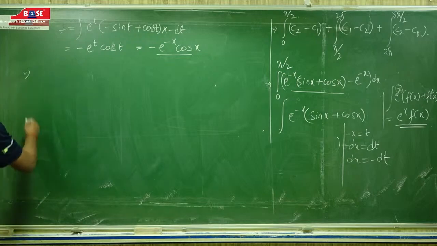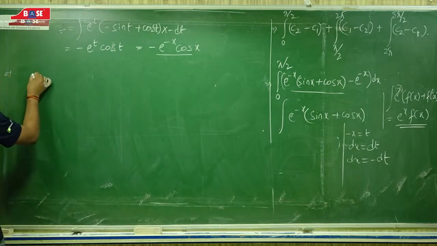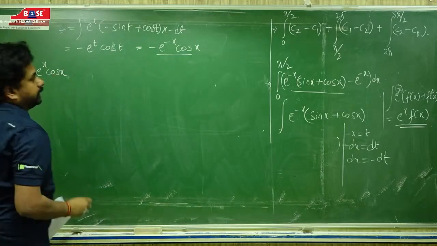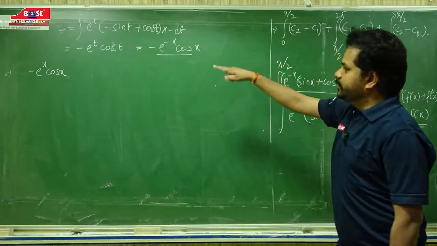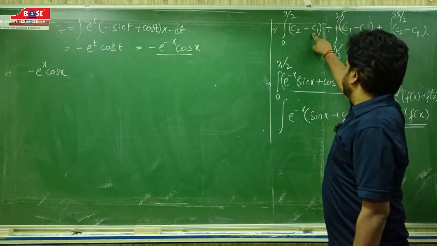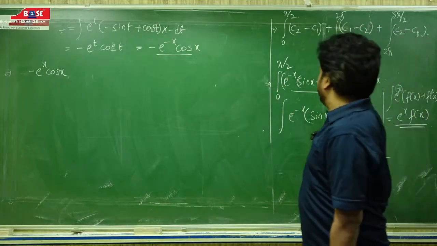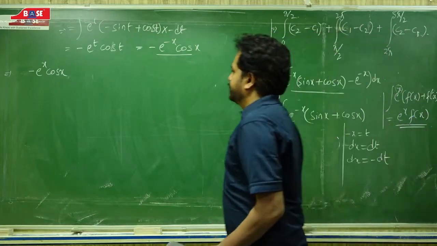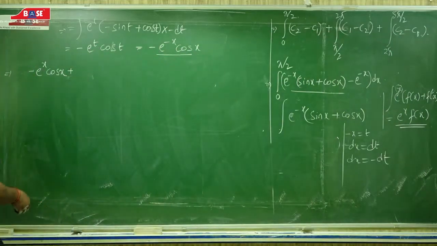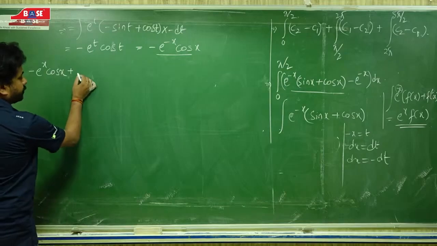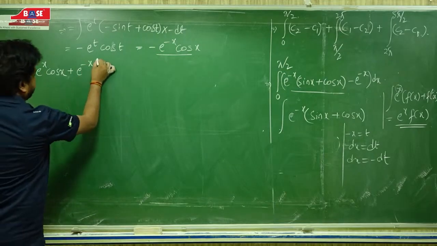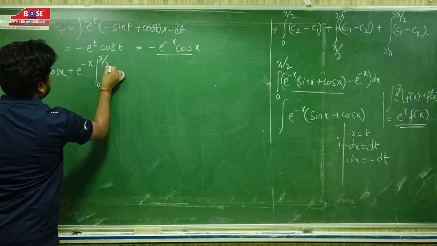So what will we get? The first limit will be what? Minus e power x cos x, right? That is the integration of c2. So c2 integration is this, minus e power x cos x, right? And minus c1. c1 is what? E power minus x. And since we have minus here, I will directly write, because minus of e power minus x will become e power x. Okay. Now directly you can apply the limit from 0 to pi by 2.